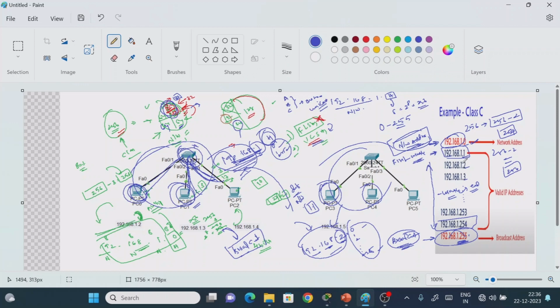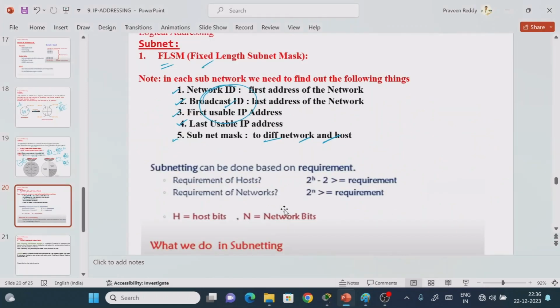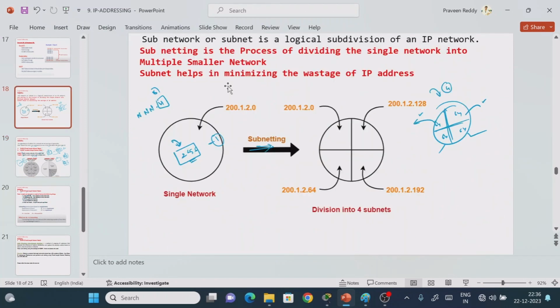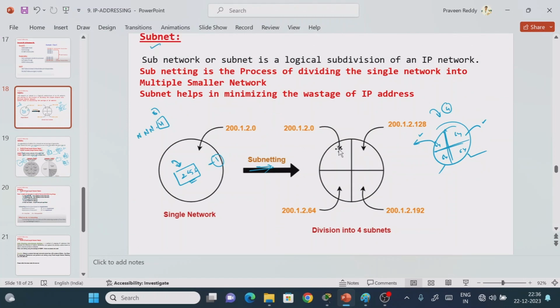Now, after understanding the FLSM concept, the VLSM concept, and how to identify the network address, broadcast address and usable IP addresses, we are ready to perform the subnetting operation. That means dividing one network into multiple smaller pieces so that we can use the IP addressing mechanism effectively. That is what we call the subnetting concept in computer networking, which works based on the classless addressing mechanism of CIDR.